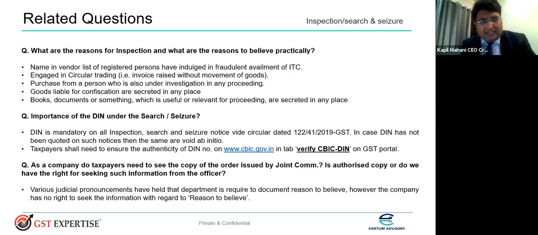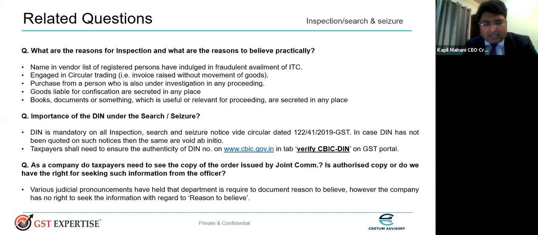So what we have generally discussed just now, on the last slide, is the importance of the DIN under search and inspection. DIN is mandatory for all inspection, search and seizure notices, as per the specific circular dated 122/41/2019. In case DIN has not been quoted on such a notice, then it is void ab initio. And the taxpayer shall need to ensure the authenticity of the DIN number on the website cbic.gov.in in the tab Verify CBIC DIN on the GST portal.